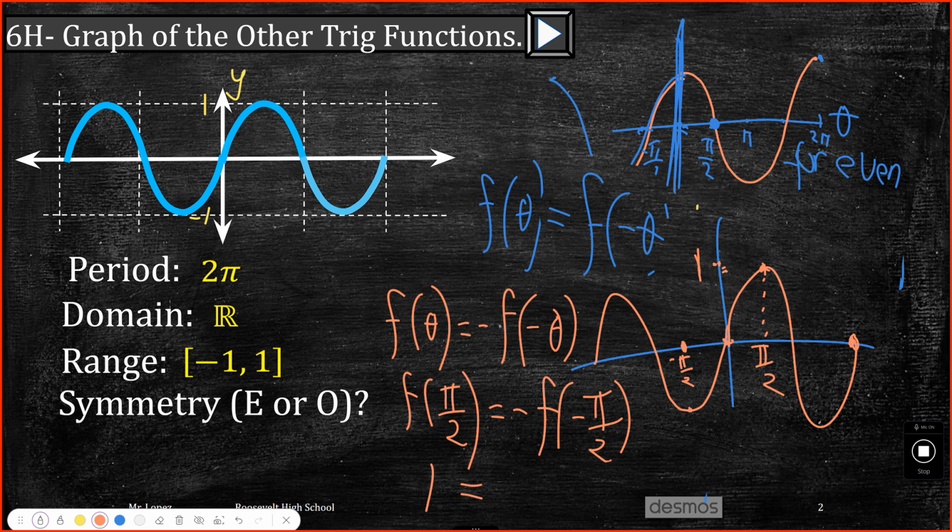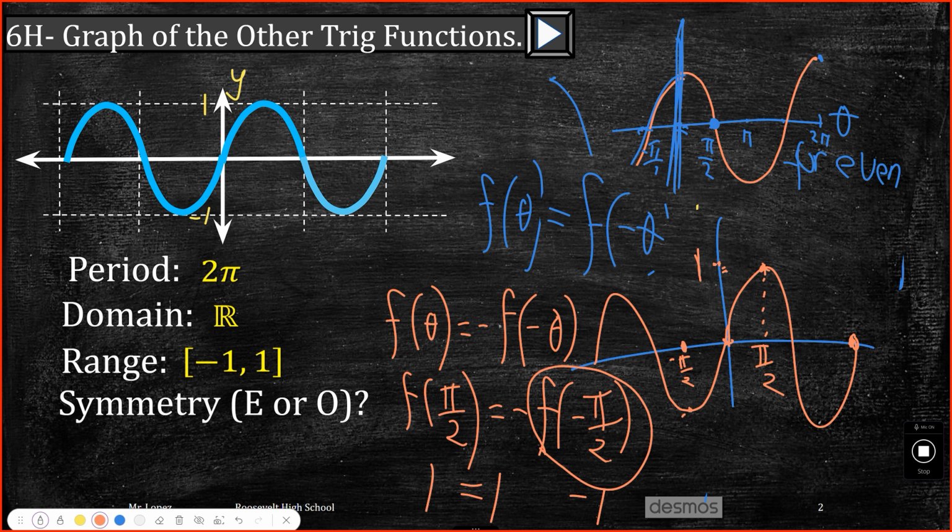What is f of negative pi by 2? What's the input, what's the output of negative pi by 2? It's negative 1, and then I have a negative in front of it that makes it a positive 1, yes or no? So this is true. F of theta is equal to negative f of theta.